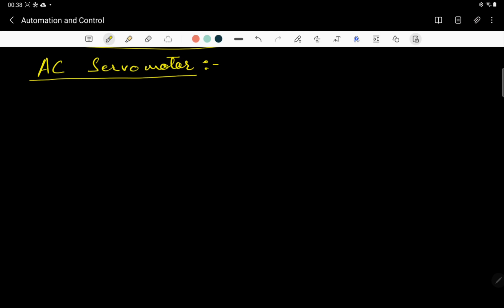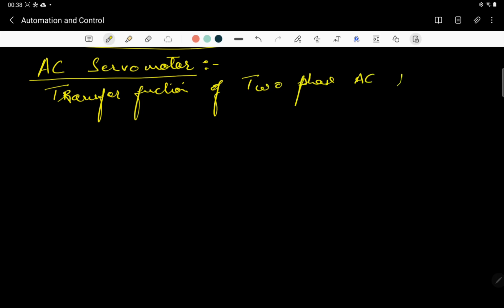In this class we are going to discuss the AC servo motor, and we are just going to derive the transfer function. Okay, transfer function of two-phase AC servo motor. Two-phase AC servo motor. All right.